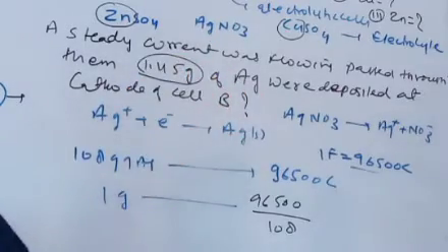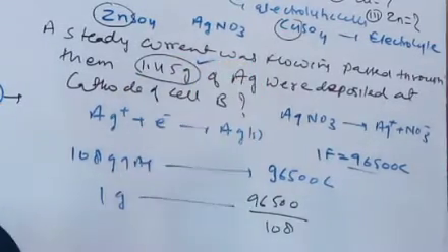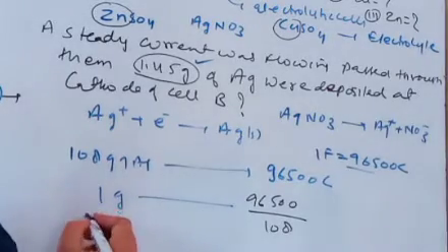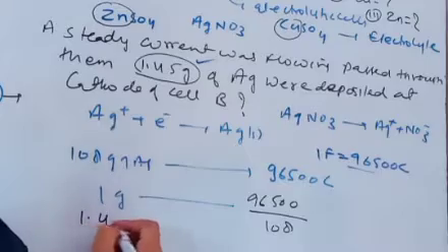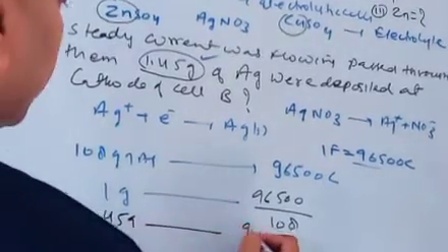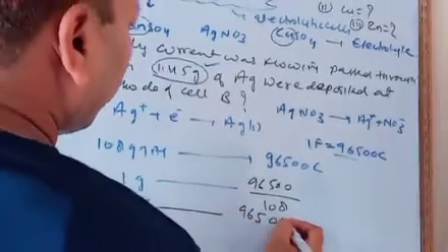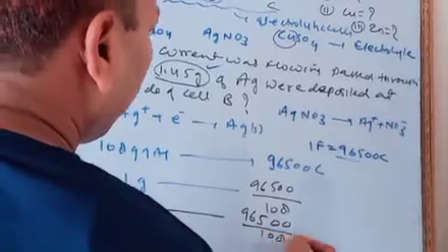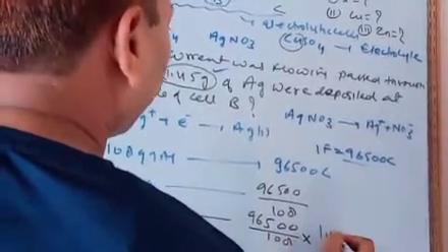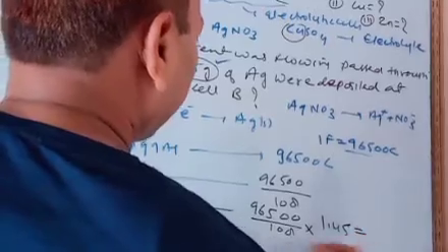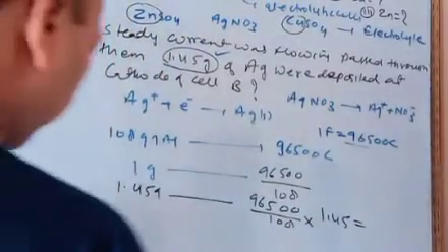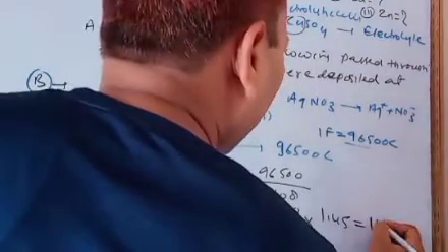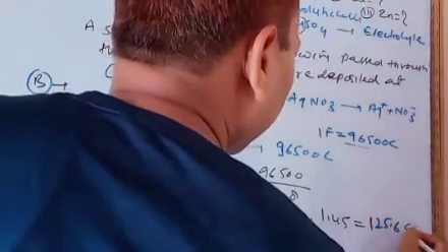Now we have to calculate this value for 1.45 gram. Use the unity method to calculate this. Very simple: 96500 upon 108 multiplied by 1.45. So calculate it, simple mathematics involved. The approximate value will come 1295.6.